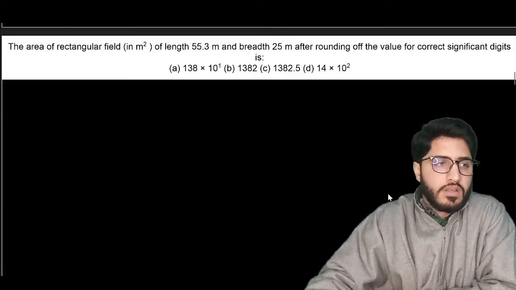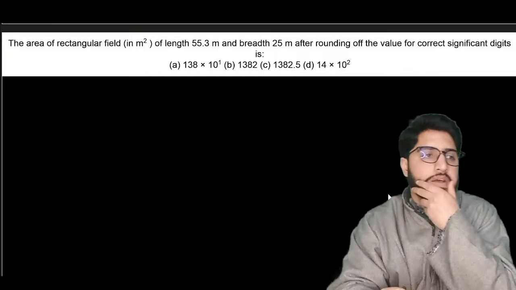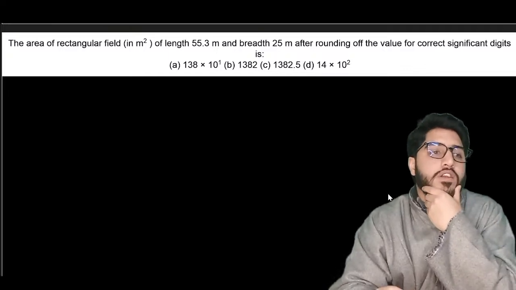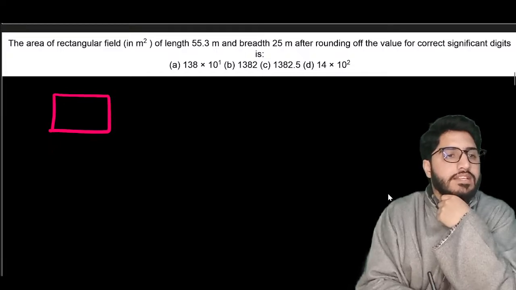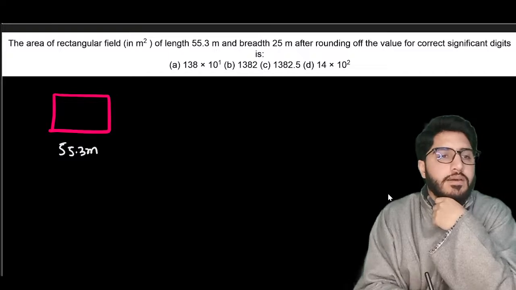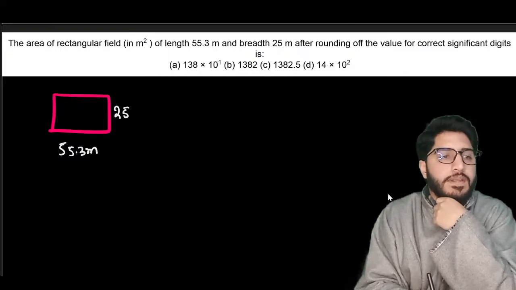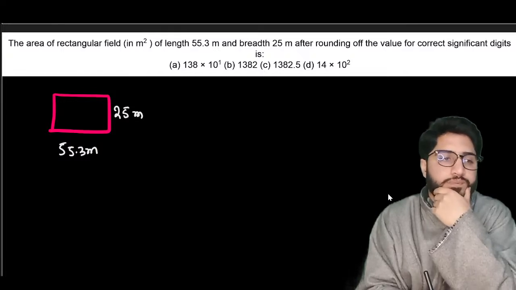Okay. Next question. The area of a rectangular field. So we have a rectangular field. Length is given to us as 55.3 meter and breadth is given to be 25 meter. After rounding off, the value for correct significant digits is clear.